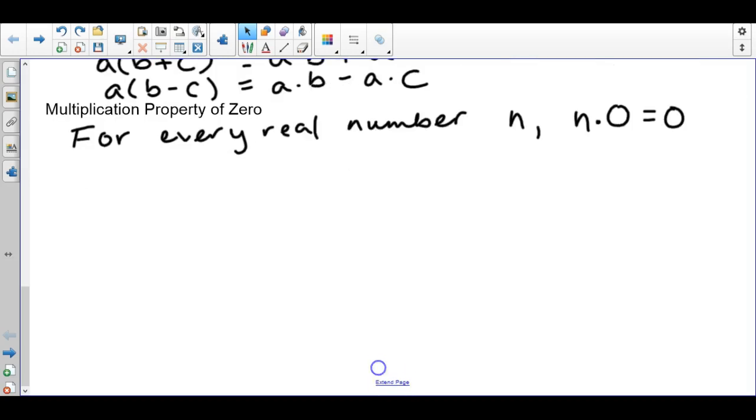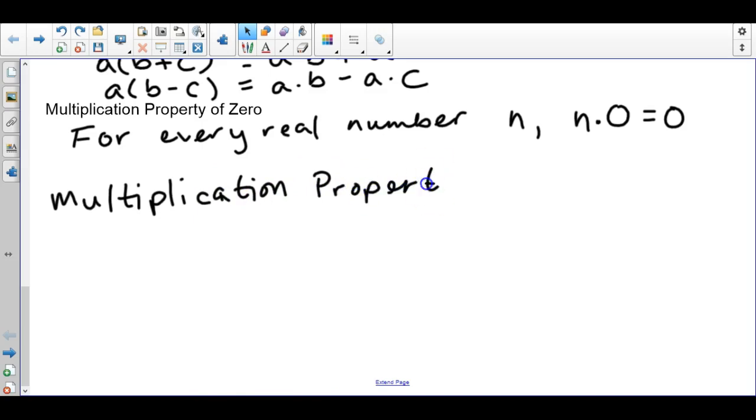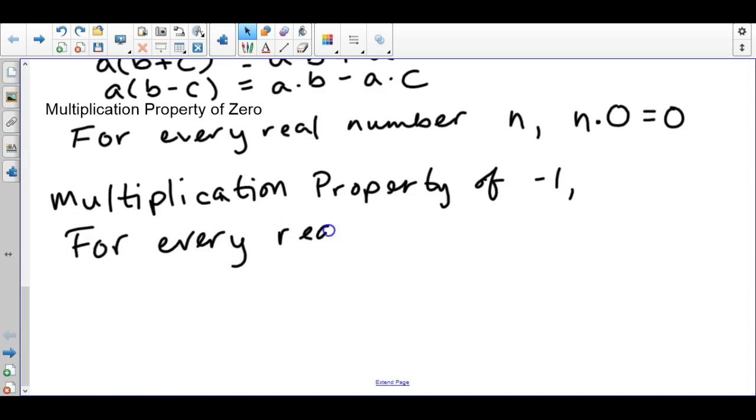There's one last property that I didn't put on the list for some reason. Multiplication property of -1: for every real number n, n times -1 is -n. If you multiply any number by -1, it'll give you the opposite sign. 2 times -1 would be -2. 8 times -1 would be -8.